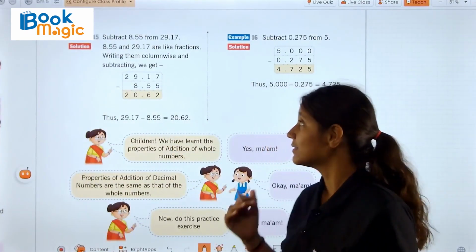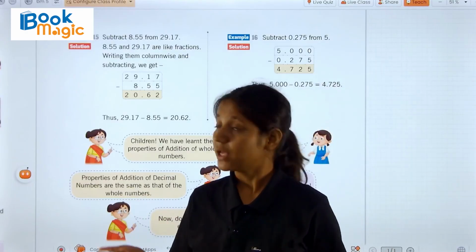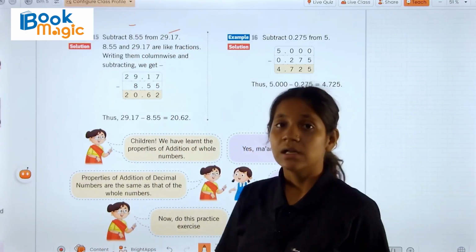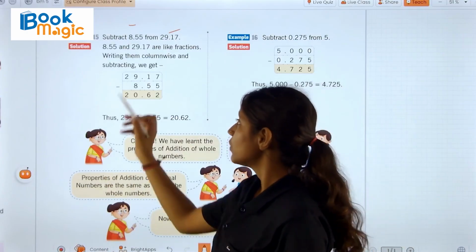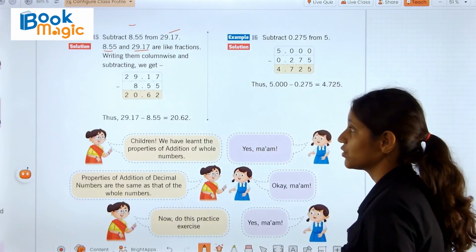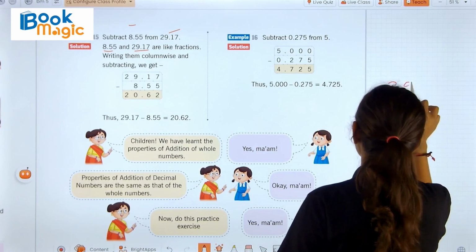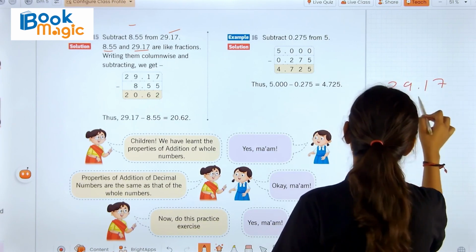So let's learn subtraction. Subtract 8.55 from 29.17. Here they are like decimals. So what do we have to do here? 8.55 and 29.17 are like decimals. Writing them column wise and subtracting, we get 29.17 and 8.55.